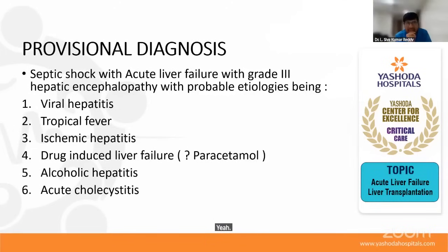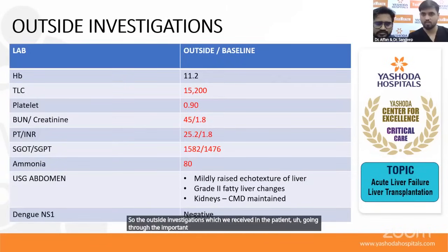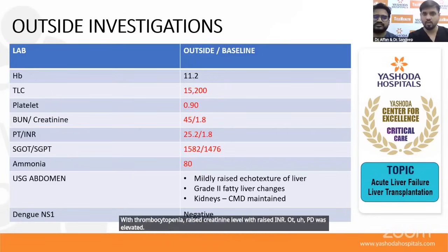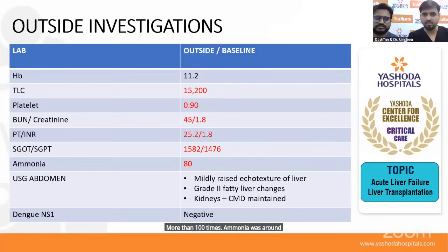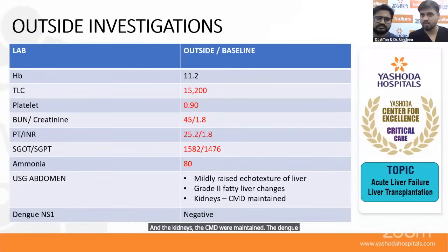Yeah, please, you can go to the next slide. So the outside investigations which we received in the patient, going through the significant findings: the patient had leukocytosis with thrombocytopenia, raised creatinine level with raised INR, OT and PT elevated more than 100 times, ammonia was around 80, and the USG abdomen was already done outside, which suggested grade 2 fatty liver, and the kidneys, the CMD were maintained. The dengue and S1 antigen came negative.